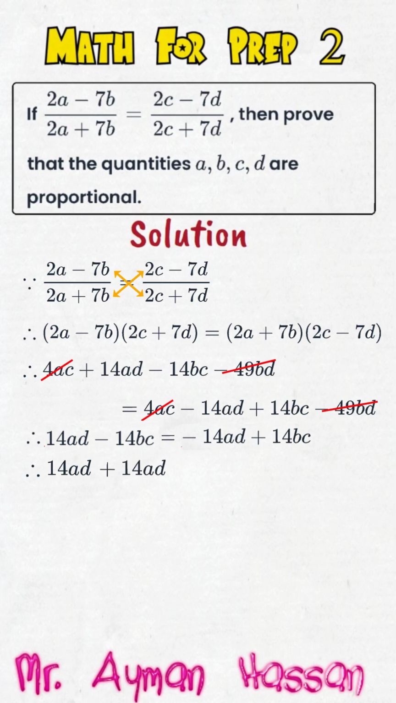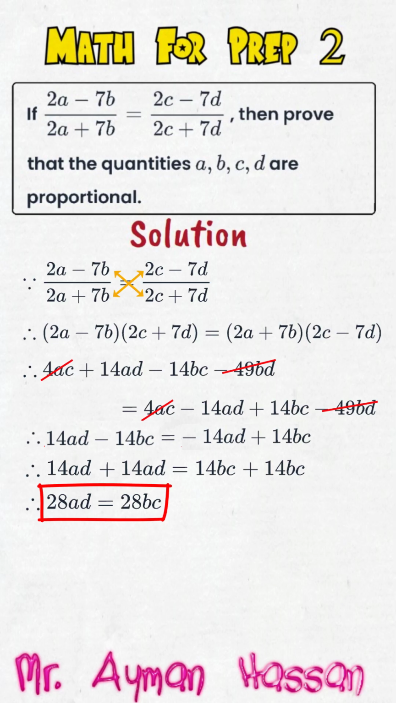14ad plus 14ad equals 14bc plus 14bc, which gives 28ad equals 28bc. Divide both sides by 28. We get ad equals bc.